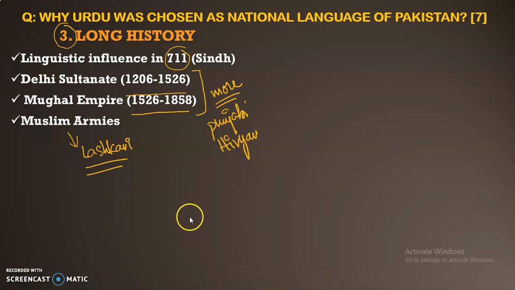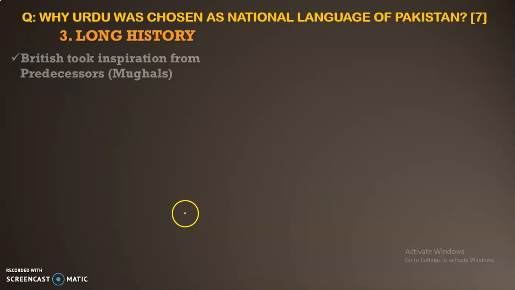Moving towards the next point of the same paragraph, let's see what we have over here. The British took inspiration from their predecessors, the Mughals. The Mughals were the ones who promoted Urdu as one of their languages of communication, as Urdu became the first official language of British India in 1850. So this is why the British became influential. The point I'm talking about is that Urdu was mainly the source of communication for the Mughals. So this made the British influential.